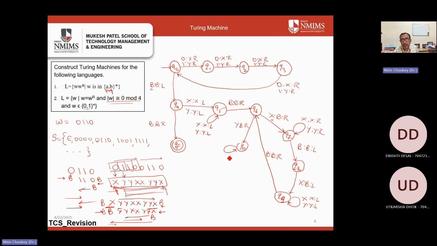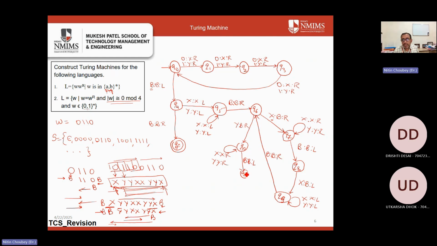Here again, X, X, right, Y, Y, right. On the receipt of blank, make blank, blank, L. I am doing the same task which I did in Q7, Q8, and Q9. I am doing the same thing for Y now in Q10 and Q11.